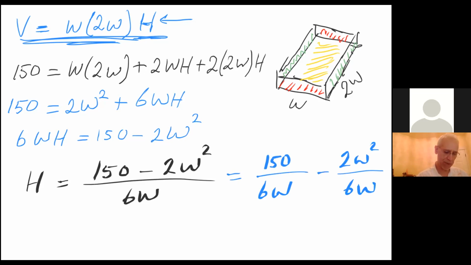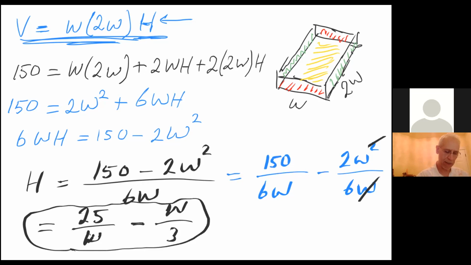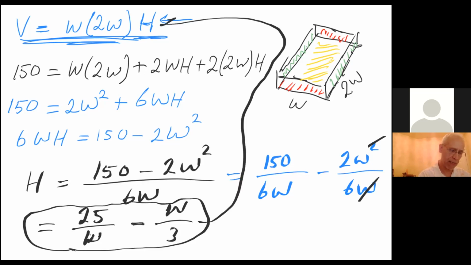One more step, simplifying that gives me, well, 150 divided by 6 is 25. I have a width in the denominator. And then I have minus, and 2 and 6 simplify, so I have a 3 in the denominator. This width cancels this one, so I have a w in the numerator. So I'm going to replace all this into this h right here. I'm going to go ahead and go to the next page.